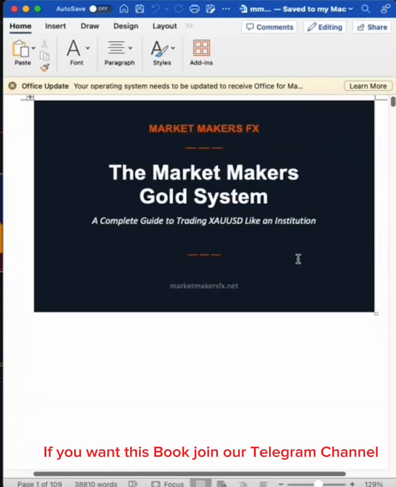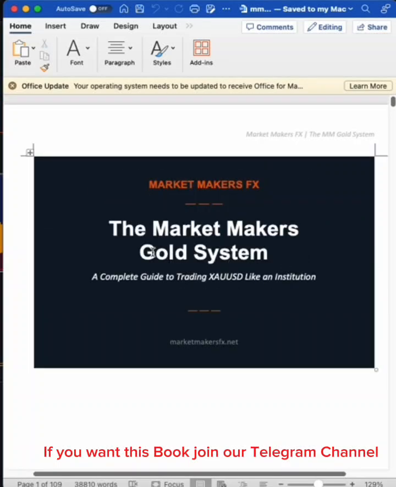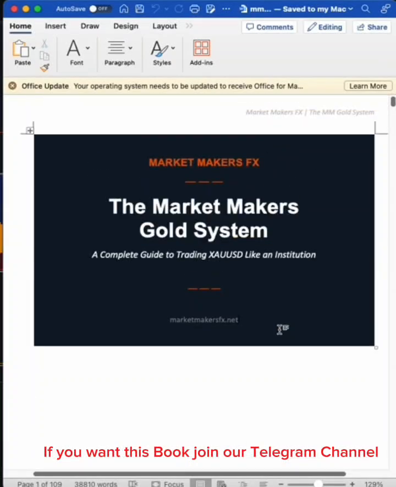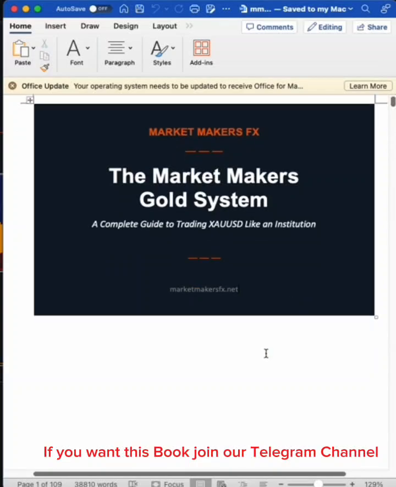So this right here is my third draft of the MM Gold System, the Market Makers Gold System. I've been working on this for a long time. All that's left to do now is just crossing T's and dotting I's.